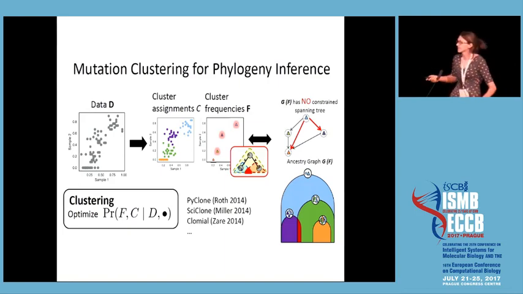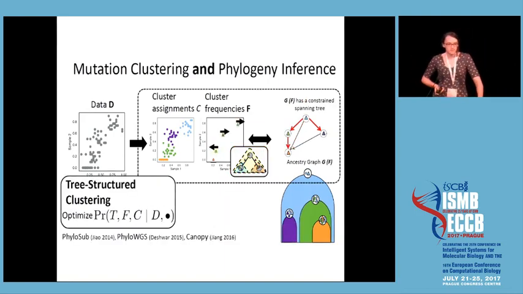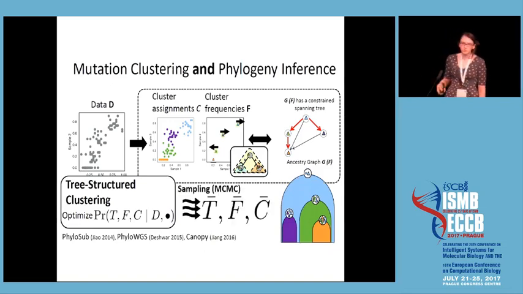So the natural next step would be to try to do both of these steps together. If while we're clustering, we can enforce that our frequencies have to respect a tree constraint, then we're guaranteed to get a tree in the end. There have been a number of more recent methods that try to do this sort of tree-structured clustering while simultaneously inferring a phylogeny. They generally take a Markov chain Monte Carlo sampling approach, where they're sampling from the space of trees, frequencies, and cluster assignments for our mutations.